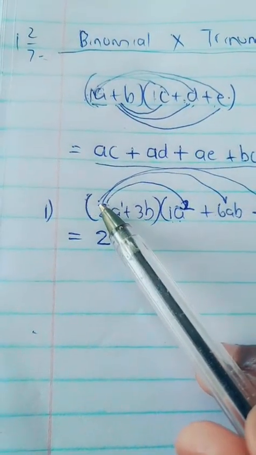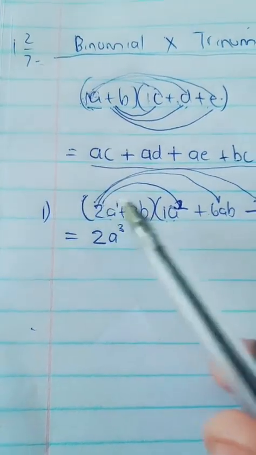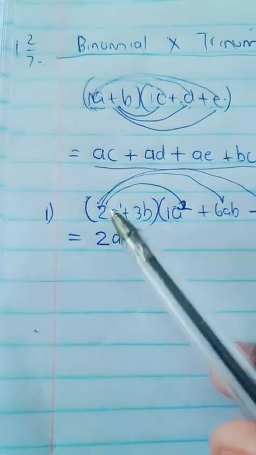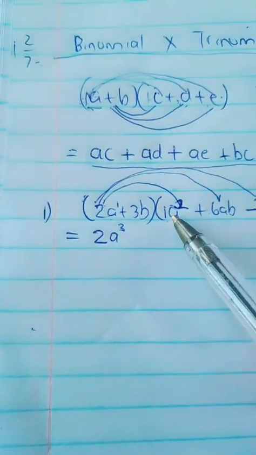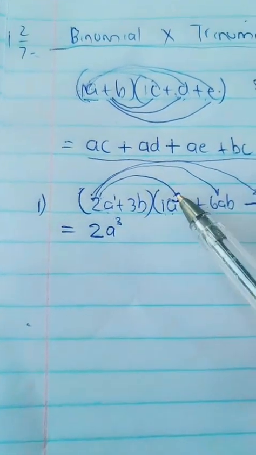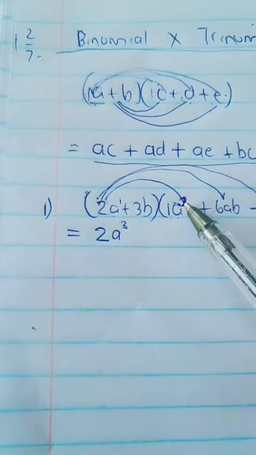So once again, we multiply the signs first. Positive times a positive is positive. 2 times 1 is 2. A to the power 1 times a to the power 2. We keep the base a. We add the exponents, a to the power 3.